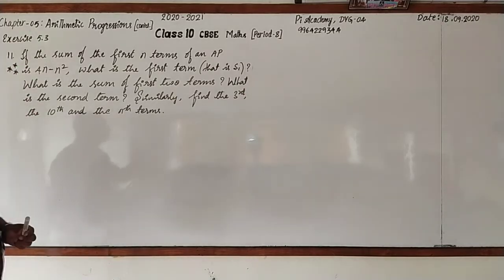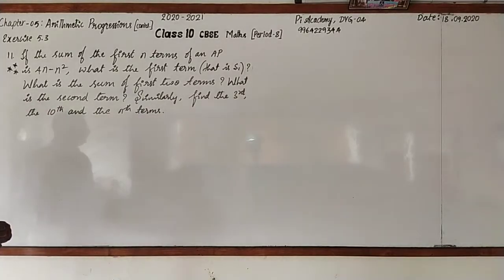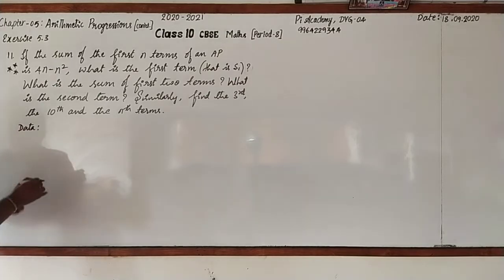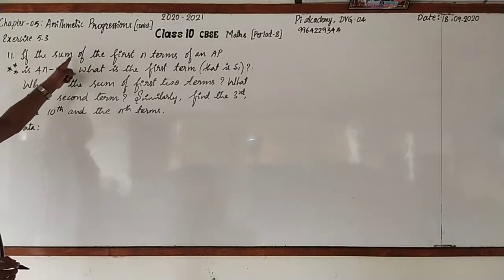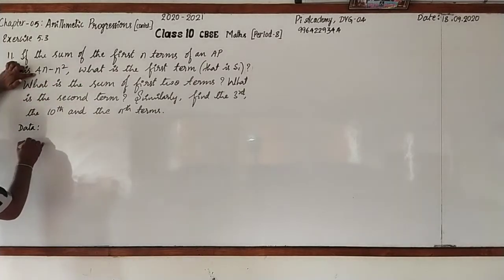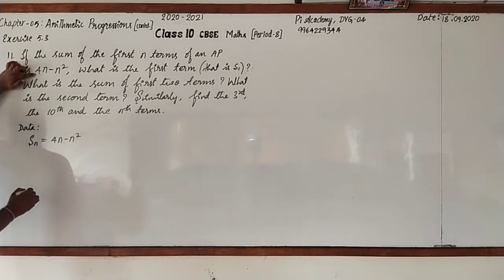Pausing the video, please go for copying up to here. Then after that you should start writing it. Yes. Let us write the data. It has been given that the sum of the first n terms of an AP is 4n minus n square. Sum of n terms, that is Sn, is equal to 4n minus n square.